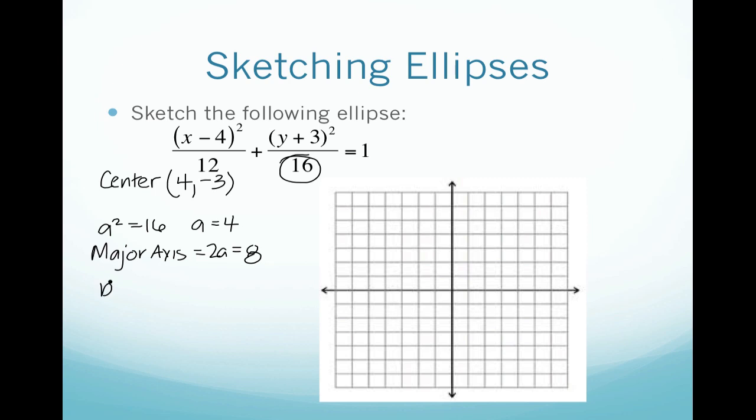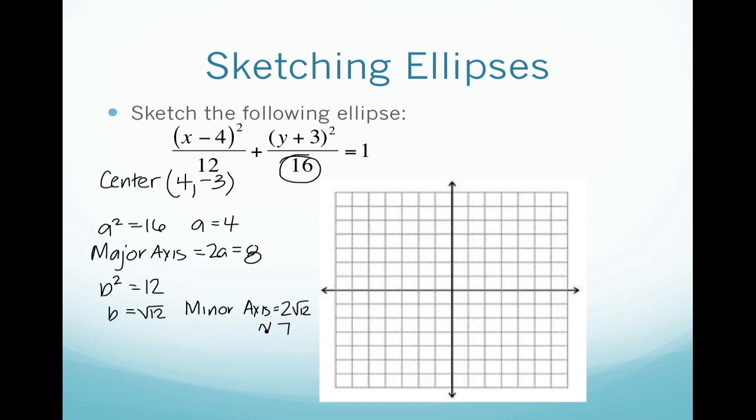So now let's find the minor axis. So b squared equals 12. So that means b equals the square root of 12. And therefore the minor axis is going to be 2 times that. So 2 square root of 12, which is approximately 7 units. It's a little bit less than 7, but that's close enough.